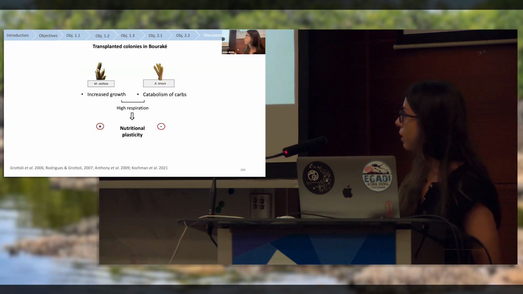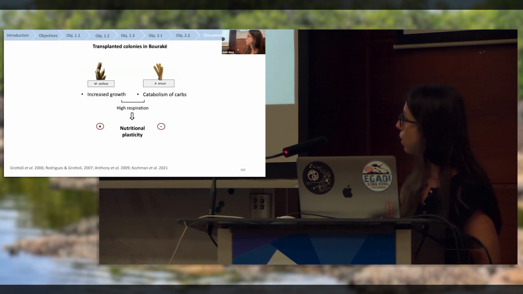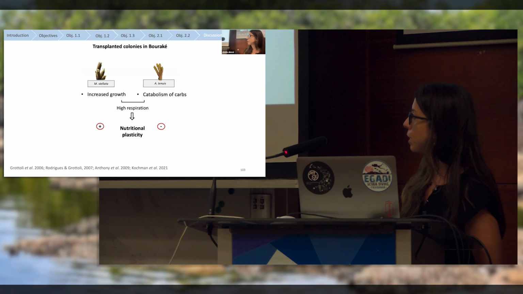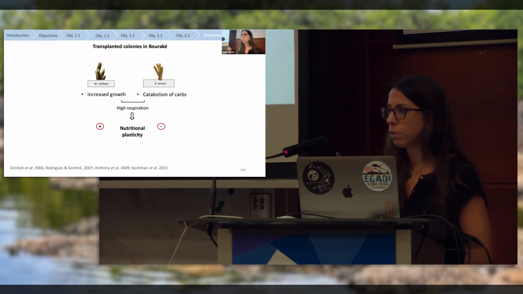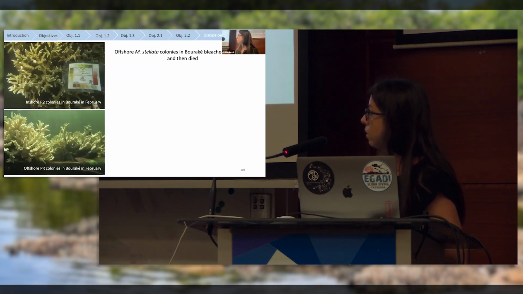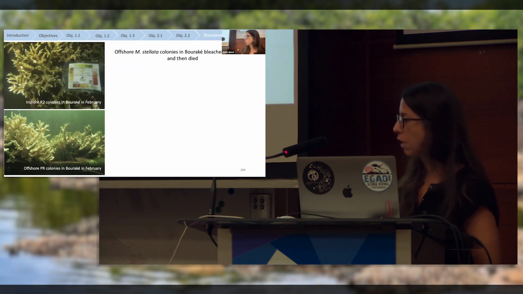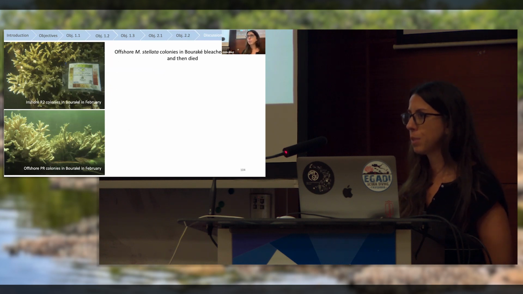If we look at the results of the colonies that we transplanted inside Buraque, we can kind of confirm this hypothesis because we observe increased growth in Montipora stellata in Buraque, and we also observe catabolism of carbohydrates in Montipora stellata. And both species had higher respiration, which can suggest fast metabolism on one side. It can also suggest nutritional plasticity for Montipora stellata, which can be, again, a strategy in stressful environments. But maybe this strategy is not enough when there is an acute event of stress. Indeed, the offshore colonies of Montipora that we transplanted inside Buraque bleached and died. So this suggests that there might be another process that can change the type of response of corals in Buraque. It's not just a species difference, but there is something else.